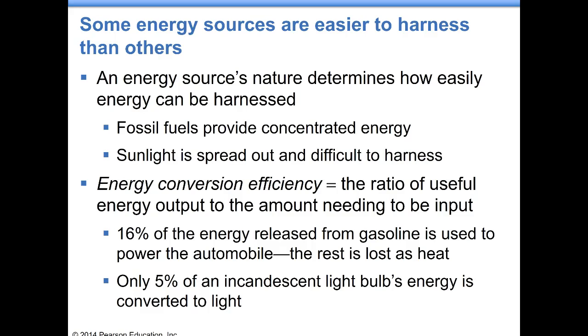Only 5% of an incandescent light bulb's energy is converted to light. So that's a regular light bulb, and only 5% of that is converted to light. But if we have the new mercury lamps, the lights, we're talking about maybe 40, 50, 60% depending on the wattage that you're dealing with there. So that kind of conserves that energy.